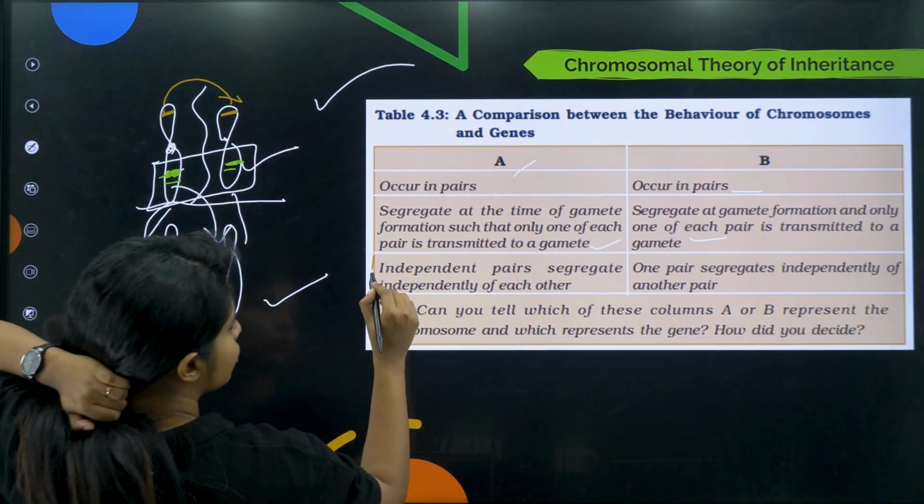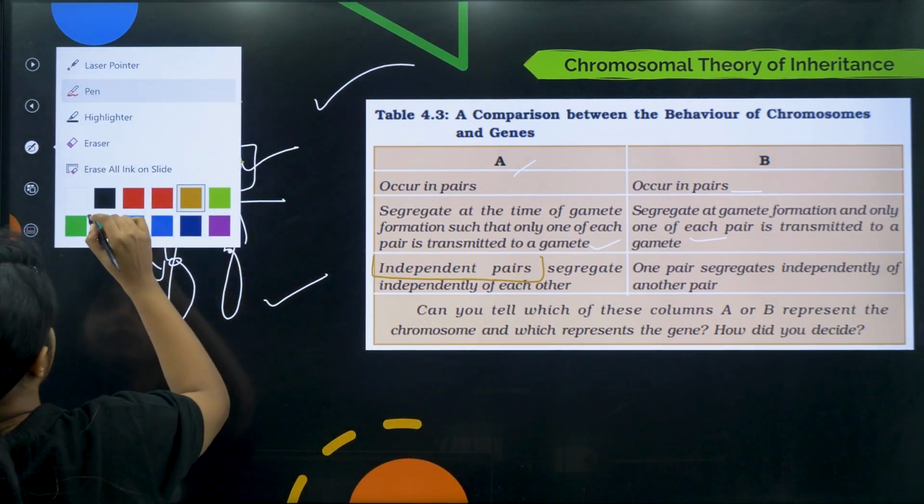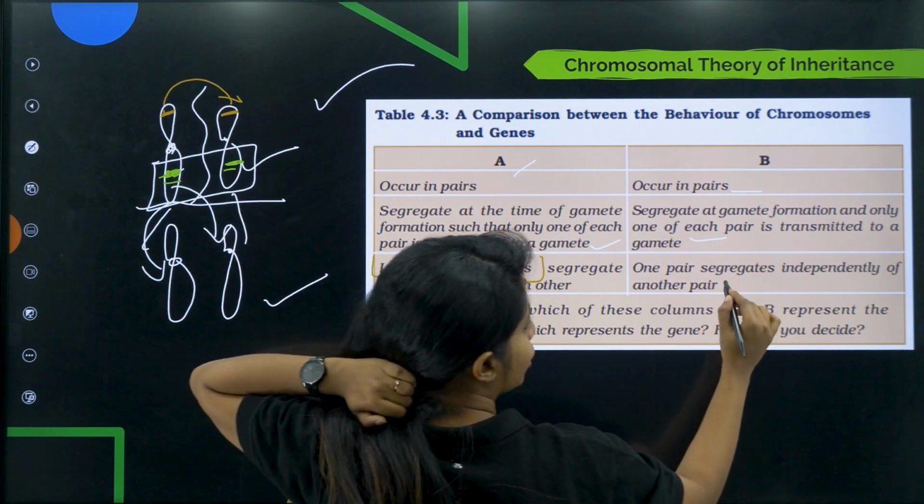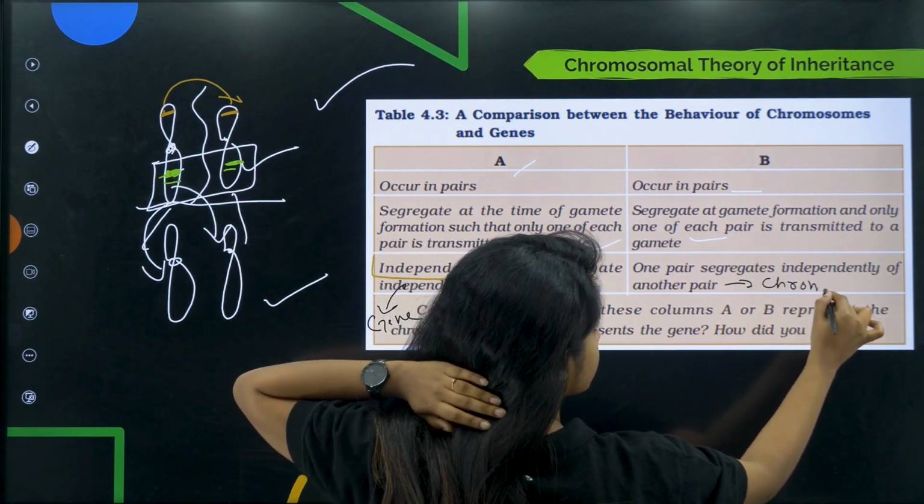So this is the crucial point by which we can determine that this thing that you are talking about is a gene, whereas this thing that you are talking about is a chromosome.